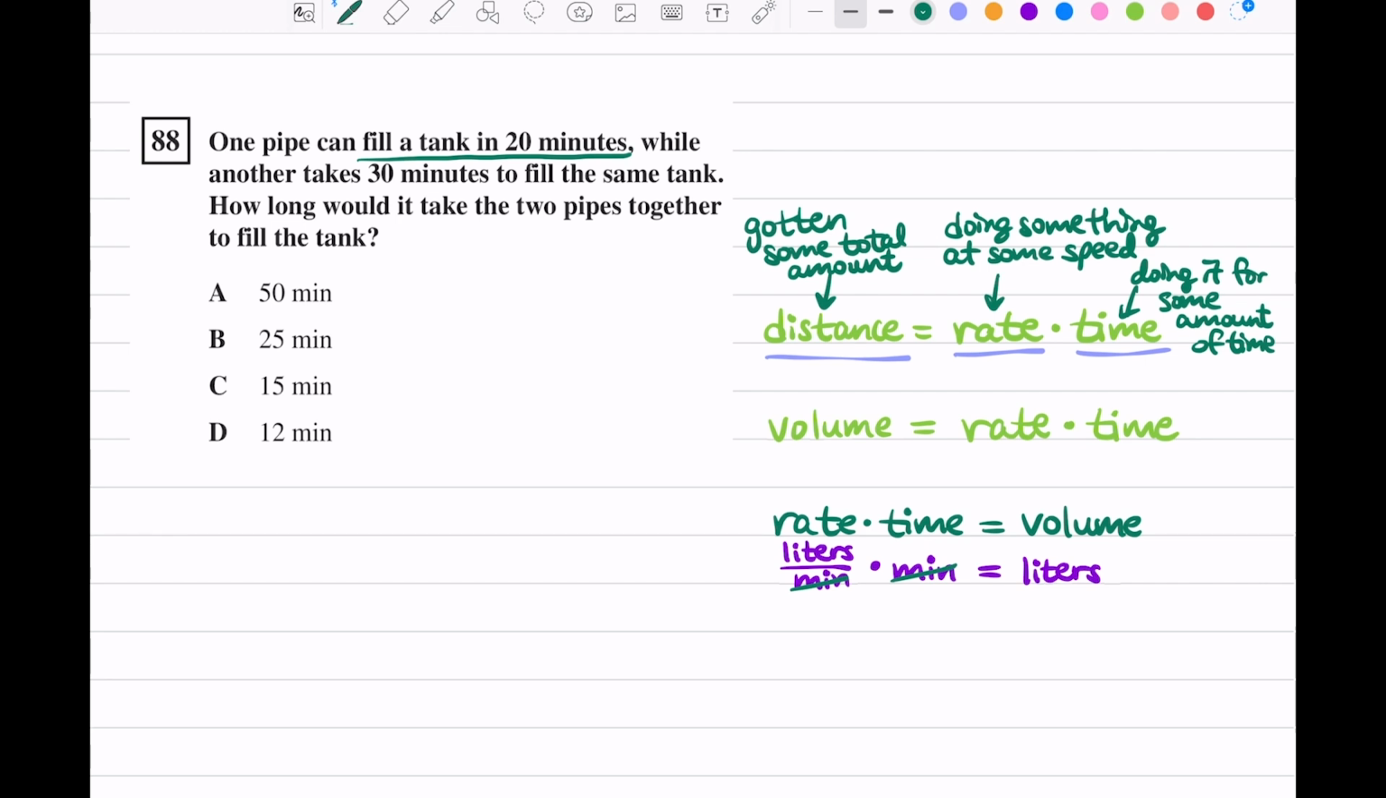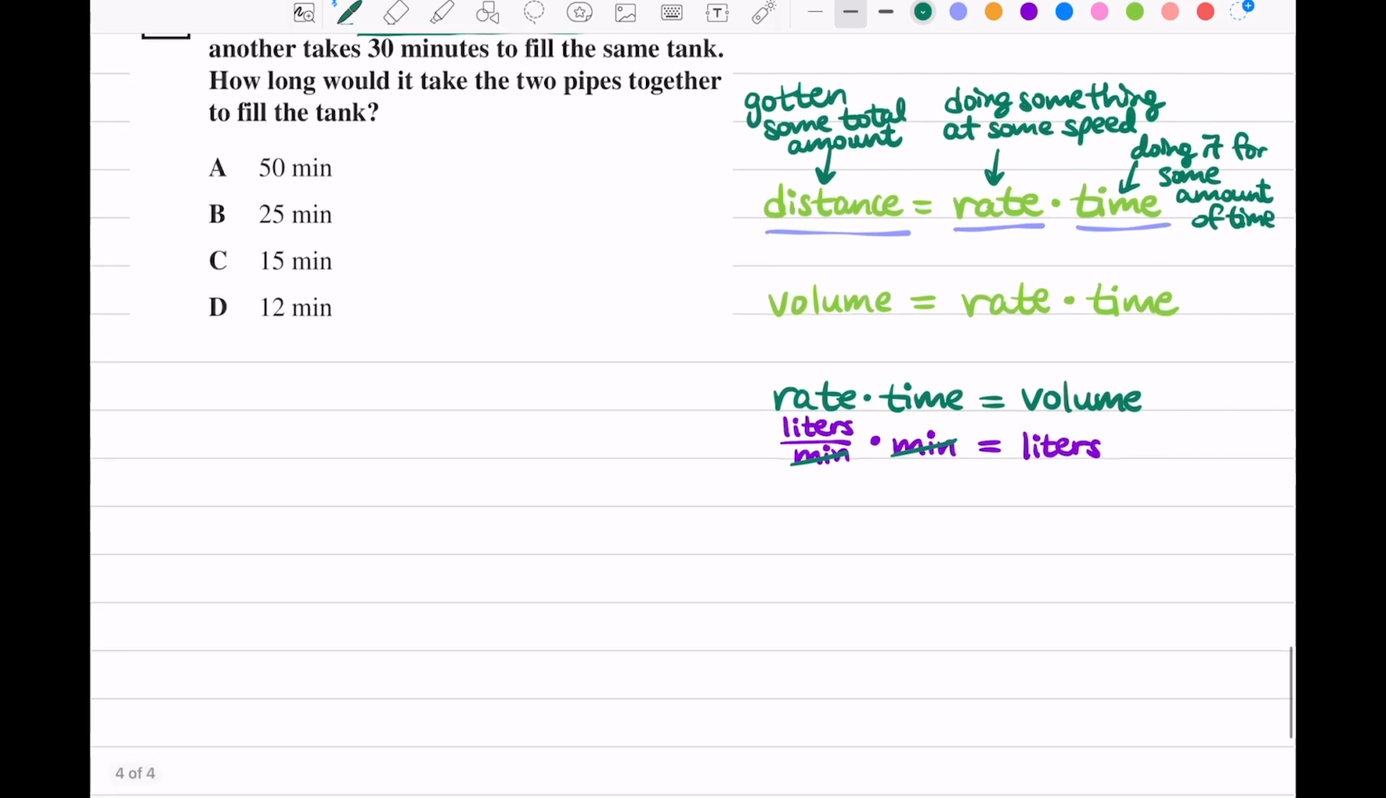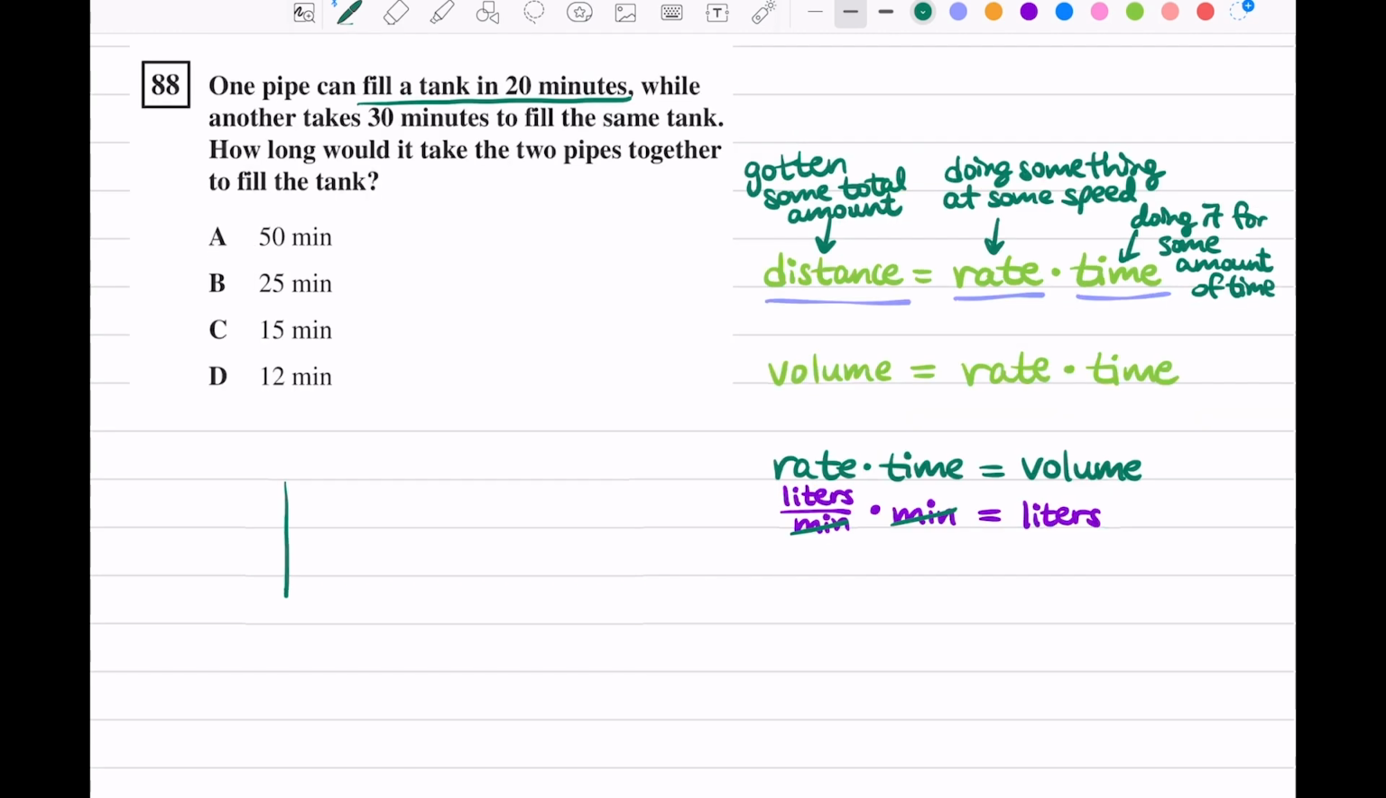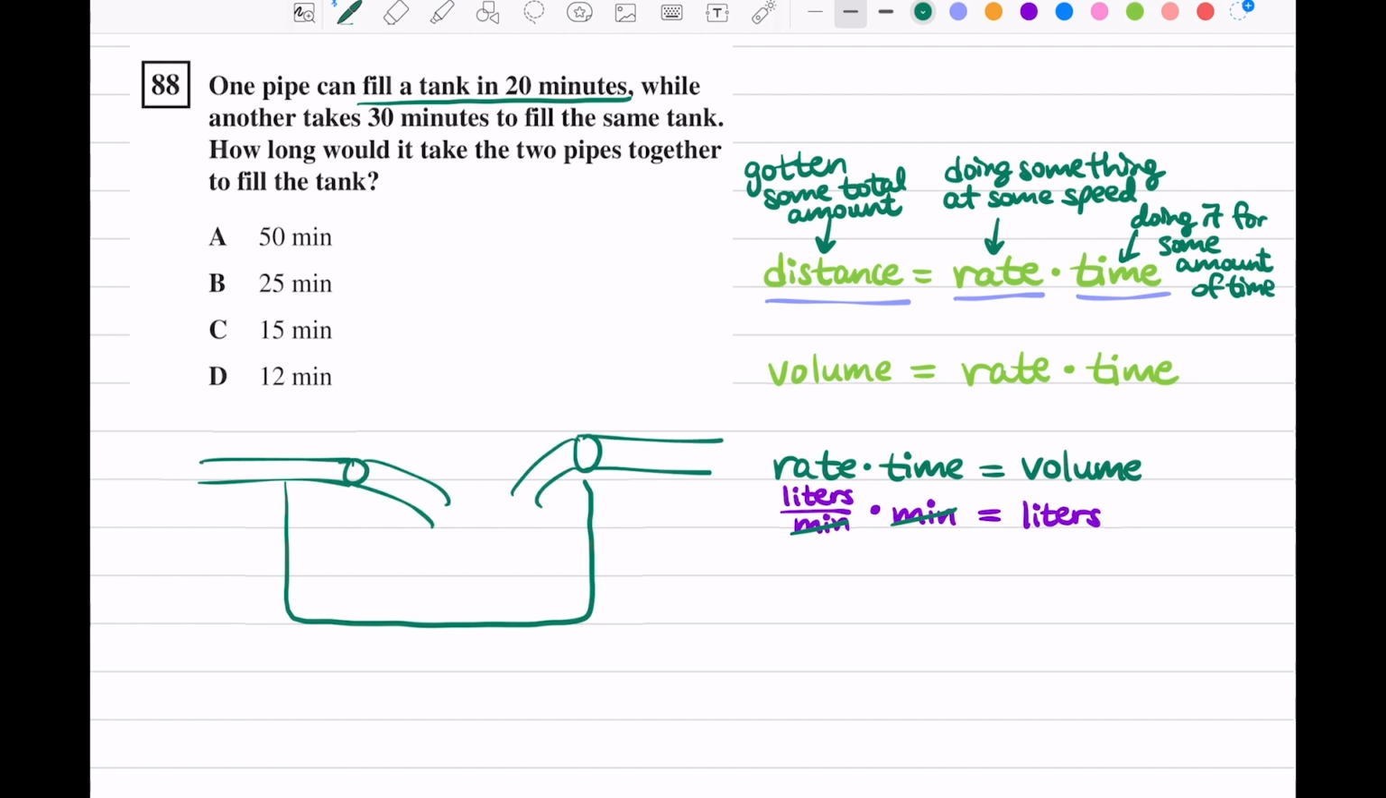So this is how we're going to think about this problem. I don't know exactly how to get to the answer, but this looks like something we could start with and see where it goes. But let's draw a little picture first, just to better understand this problem. So we have a tank here, and we have two pipes, and they're filling up our tank to some total volume. Let's call that V sub t for total volume.